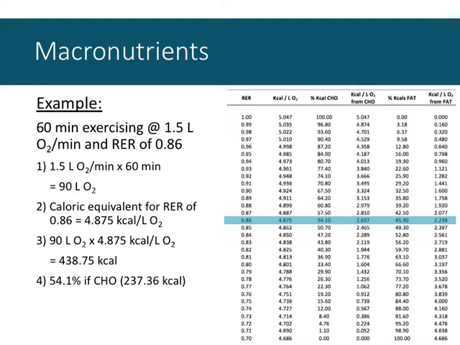So, at this RER, 54.1% of the total energy expended is from carbohydrates. So simply 54.1% of around 440 gives me 237.36 kcals of carbohydrate. The complementary calculation for fat is 201.39 kcals of fat. And I can divide this first number by 4, the second number by either 7 or 9, depending on your interpretation of the fat guidelines, to figure out the gram amounts.